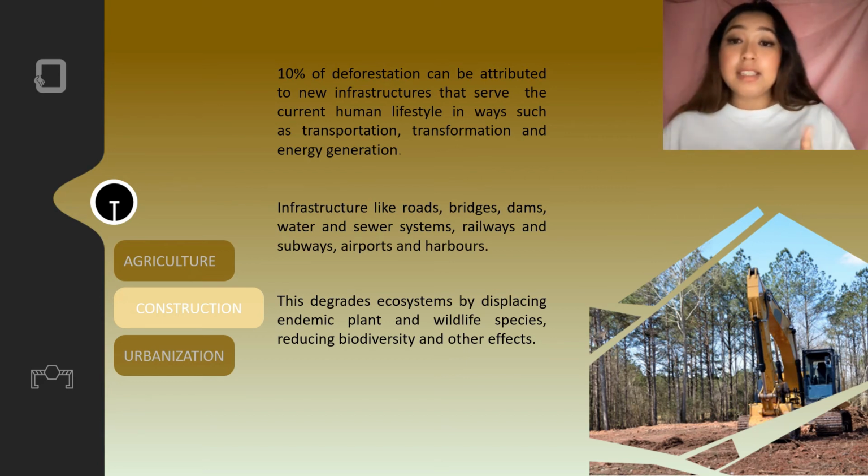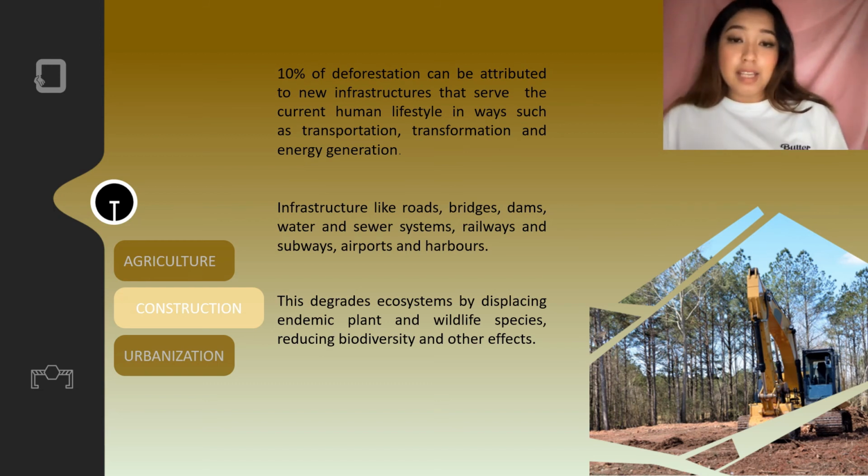And with these settlements come even more infrastructures such as roads, bridges, dams, water and sewer systems, railways and subways, and even airports and harbors. And while some goods were and are collected manually, others such as coal, oil, natural gas, and biomass require construction of large extraction, transportation, as well as transformation infrastructures. This expansion rapidly degrades ecosystems, displacing endemic plants such as the Rafflesia and wildlife species like the tapir, reducing biodiversity and more.